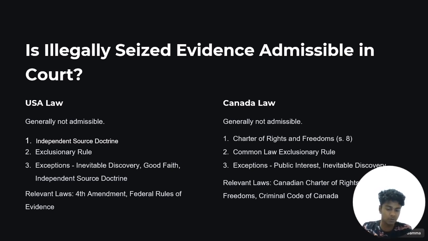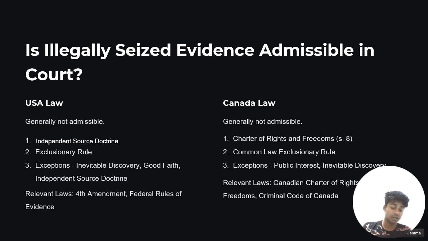Key exceptions to the exclusionary rule. However, the US legal system recognizes certain exceptions to this rule where evidence may still be admissible despite a constitutional breach. Good faith exception: if law enforcement officers were acting under the belief that their actions were lawful, such as following a warrant later found to be invalid, the evidence may still be admissible. This was established in United States versus Leon in 1984, emphasizing that officers acting in good faith should not have evidence excluded due to procedural errors.